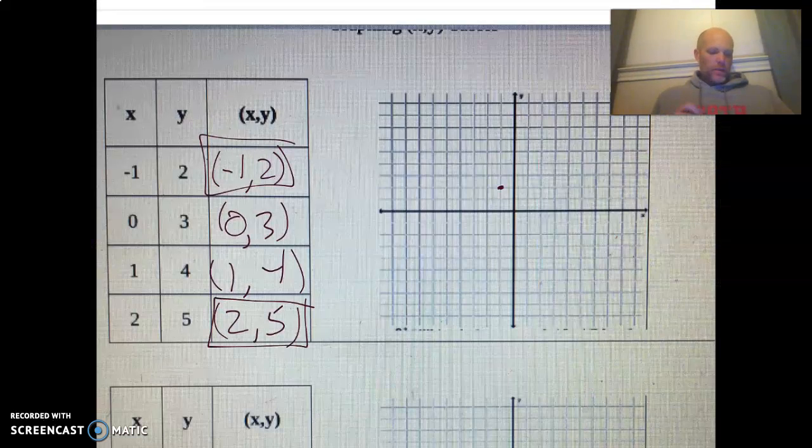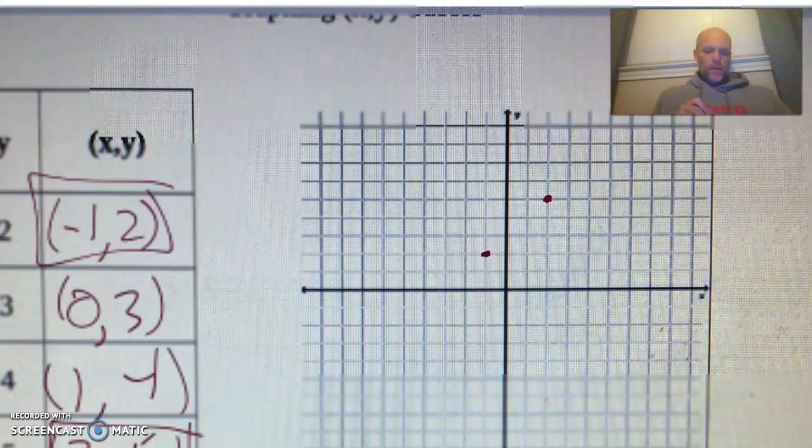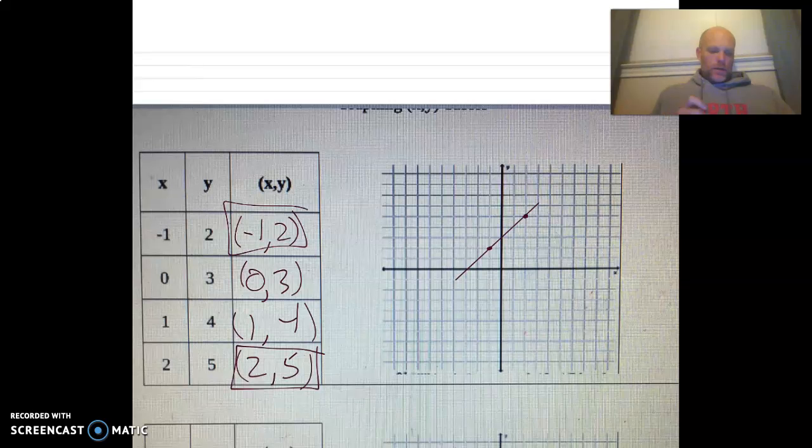So I'm going down here to the last one. Okay. +2, then up 1, 2, 3, 4, 5. Alright. So I'm going to go right there. And then I'm going to create my line as good as I can. That's a little crooked. Try that again. Right there.